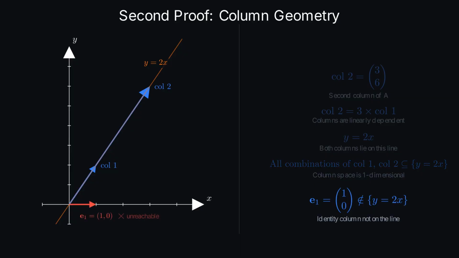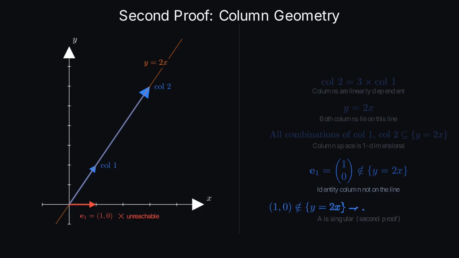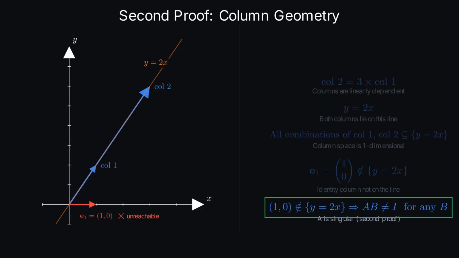But the identity matrix requires the column (1, 0) as its first column, and that vector sits off the line y equals 2x entirely. So no matrix B can ever satisfy A times B equals the identity. This gives us our second proof that A is singular.